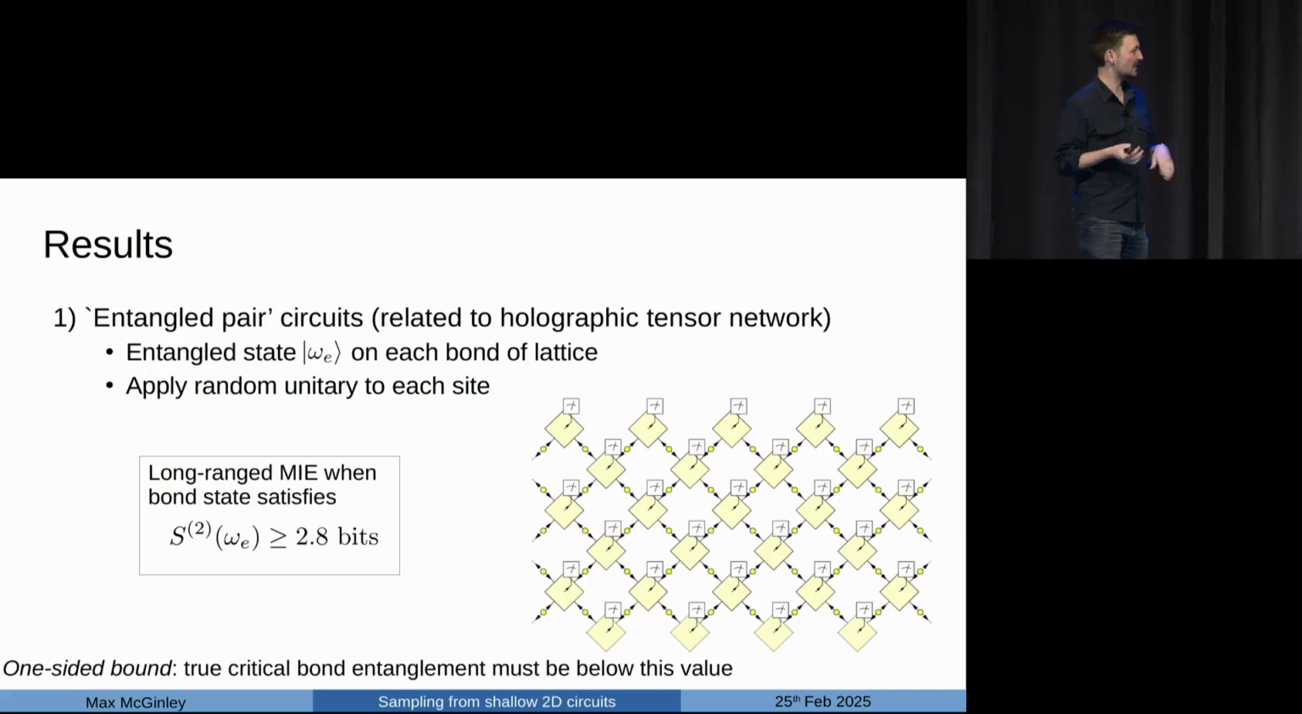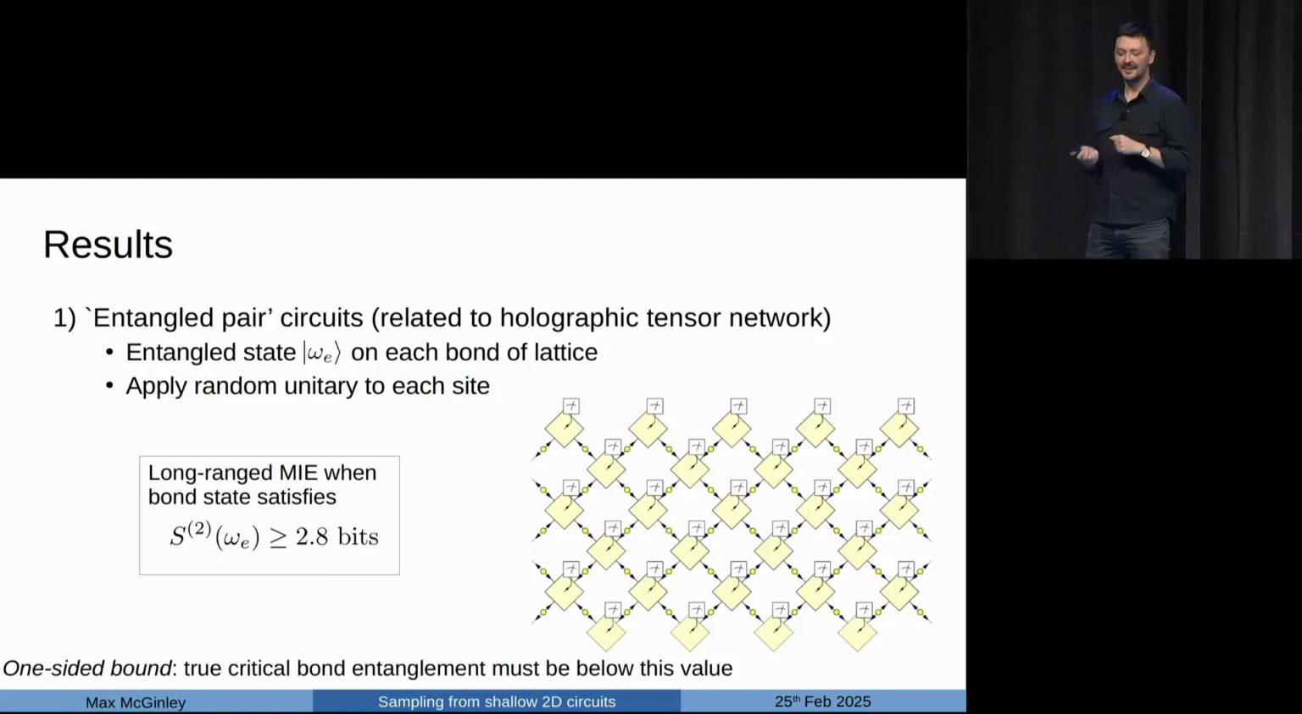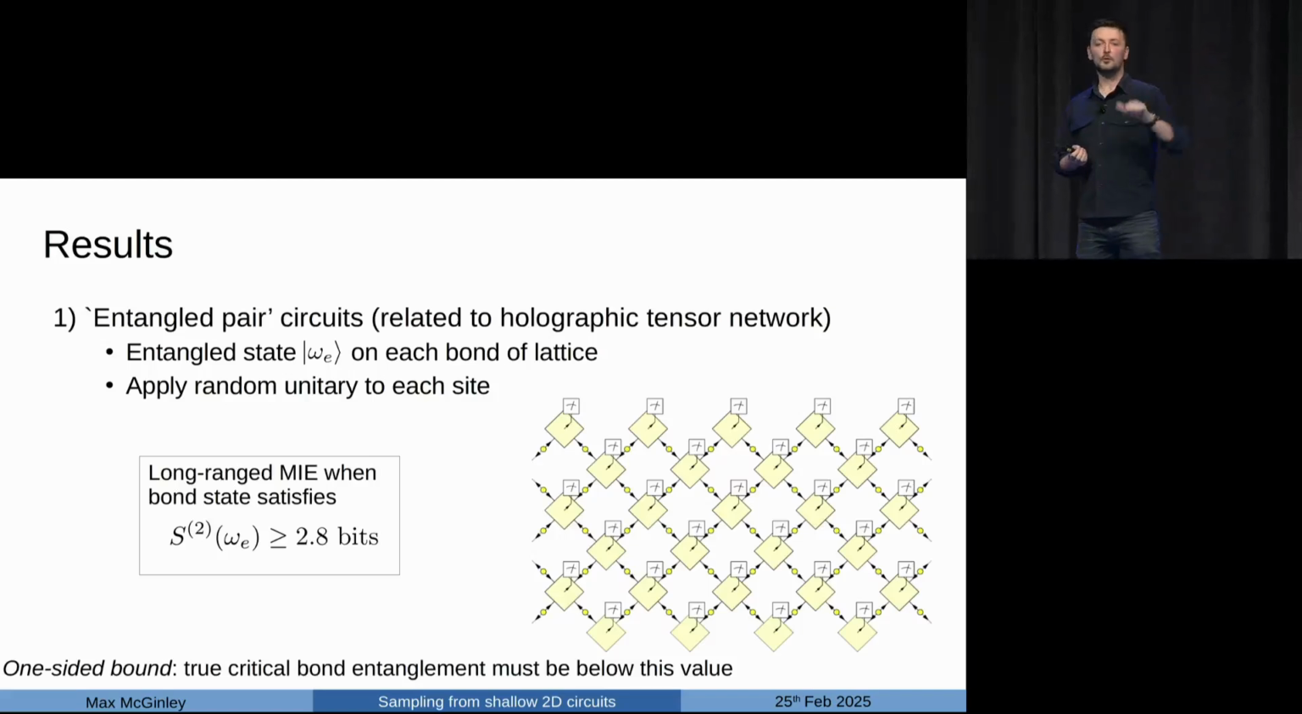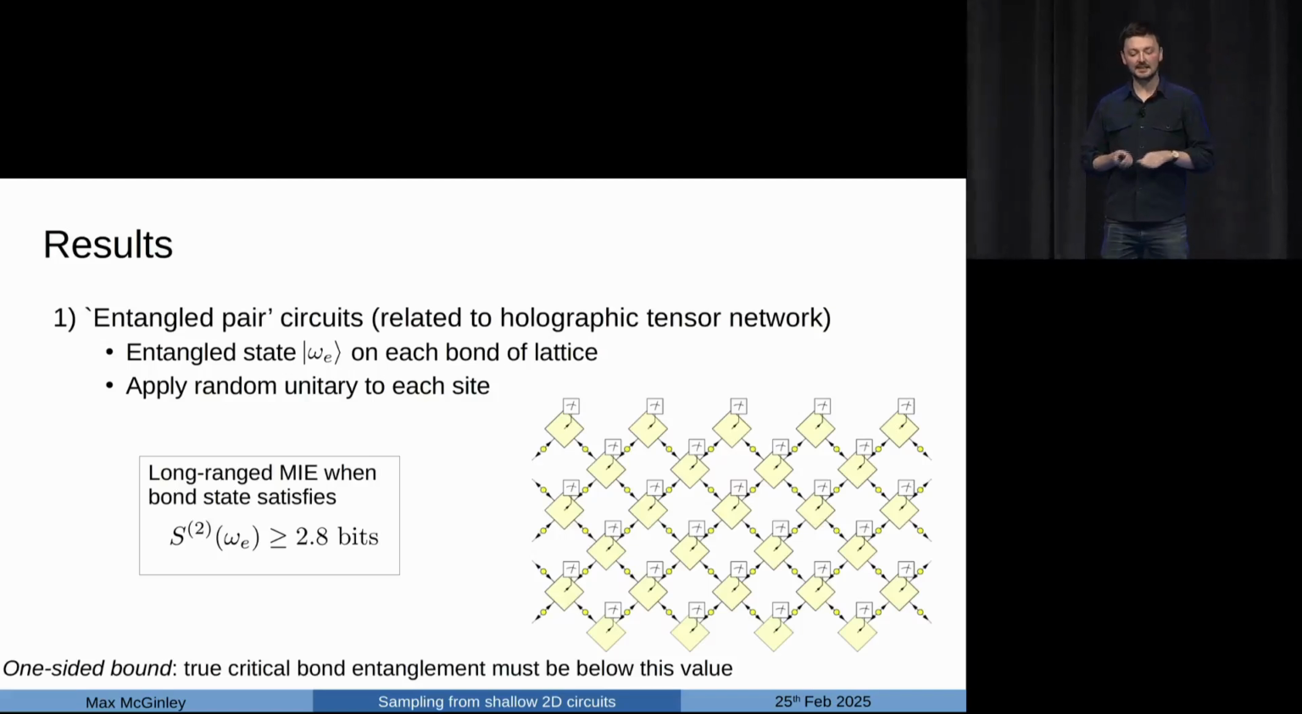Okay, this is a one-sided bound. This is not to say that if the state is less entangled, we won't get long-range measurement-induced entanglement. But the important thing is here, we're really working with order 1 qubits and order 1 depth, and we're still able to show this.